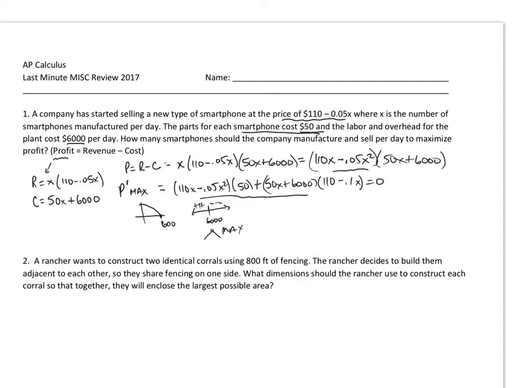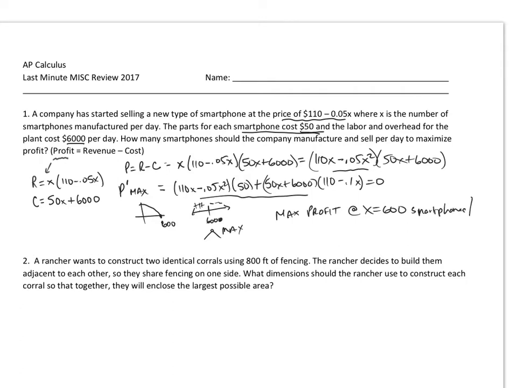And you could test endpoints in this, but the endpoints, if we examine this, are going to be 0, we don't make anything, or as many as we want to make. There's no limit on how many we can make, so it'd be out to infinity. So we're going to stick with this, and I'm sorry, this is at 600 here. So we're going to say our max profit occurs at x equals 600 smartphones.